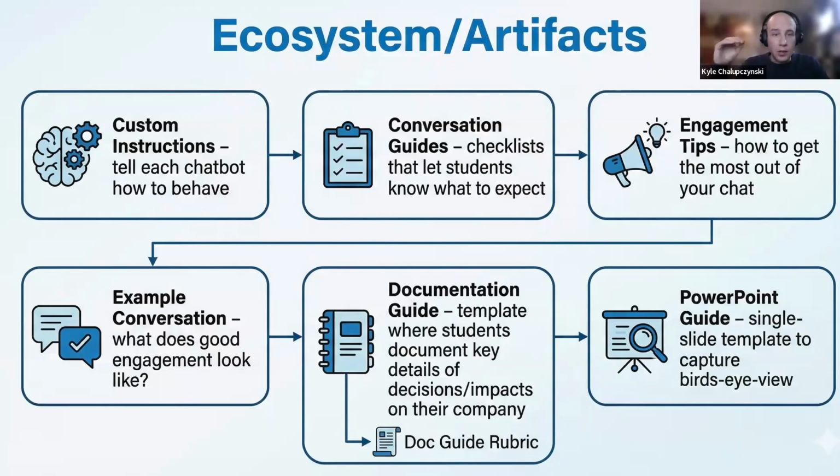So what I'm getting at here is a lot of times there's a ripple effect, right? Changing the custom instructions might mean I have to change the conversation guides. I have to change the engagement tips. I certainly might have to change the documentation guides.